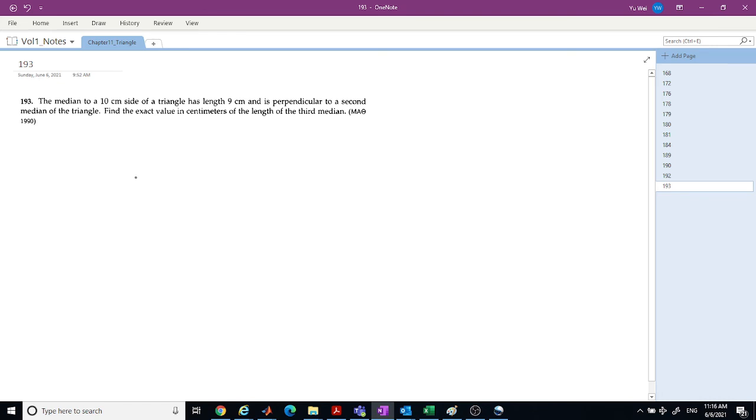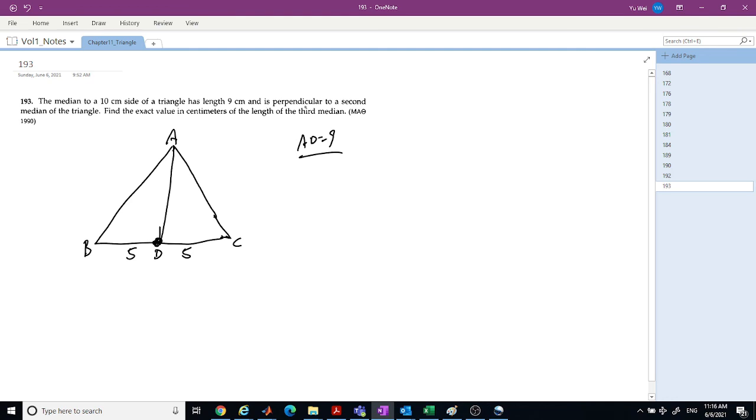Question 193. The median to a 10 centimeter side of the triangle has a length of 9. So for example, this side is 10 centimeters, and this median has a length of 9. Say triangle ABC, AD is equal to 9, and it's perpendicular to a second median. So the second median is here.